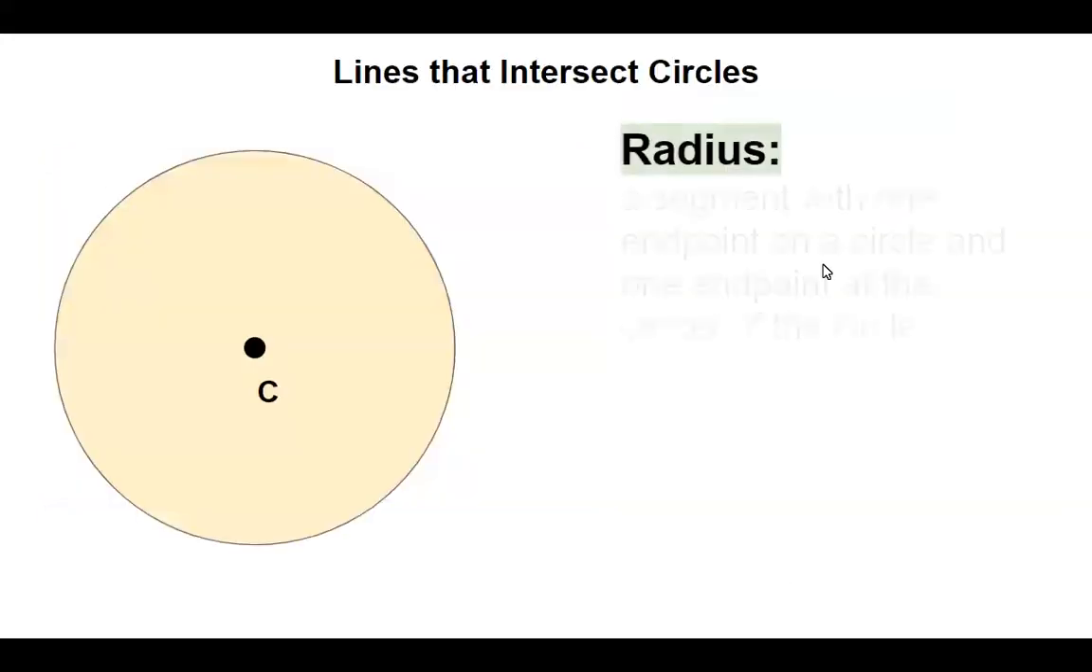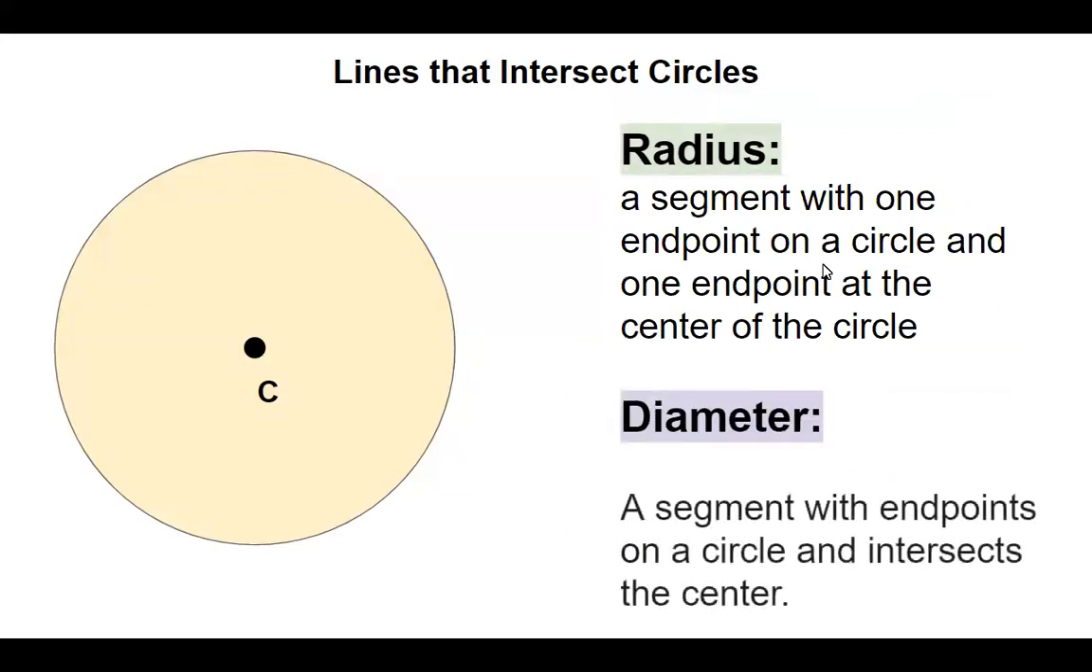The next lines that we identified, and did right now in the warm-up, were radius and diameter. A radius starts from your center and goes all the way to your circle, so it has endpoints on the center and on the circle. Your diameter is a little more specific. It goes endpoint to endpoint on the circle and also intersects your center.